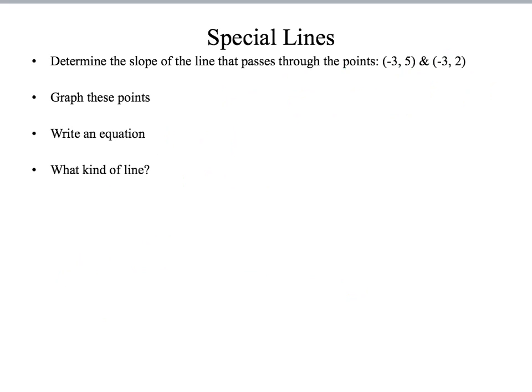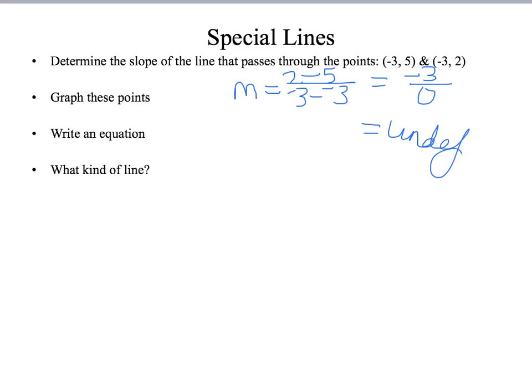And then the other special line, if I first find the slope, 2 minus 5 over -3 minus -3. On the top I have -3, on the bottom 0. That is undefined. If you try to do that in your calculator, it will give you an error message.